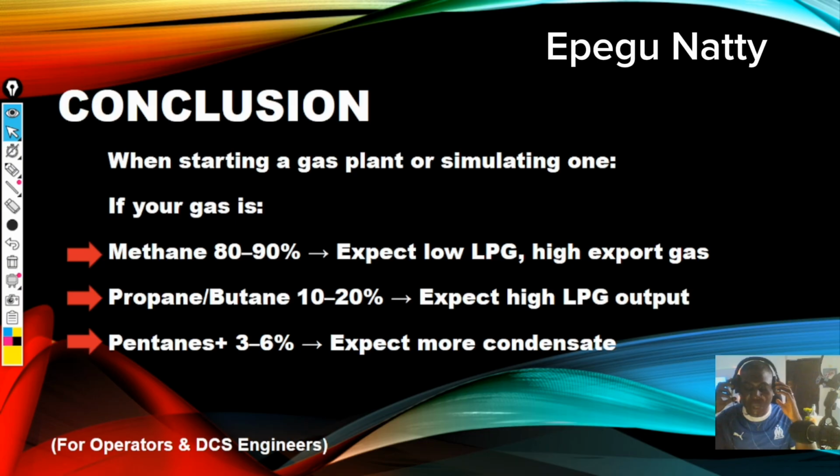Now, if you have this at the back of your mind as an operator, whenever you see the lab results of the composition of gas that you want to refine, it will click to your mind what is going to happen. And economically, you can advise the management that the gas we're getting has a high percentage of methane, so it's lean gas, and we are not expecting a lot of LPG. So this is going to help you in economics to be able to calculate your revenue at the end of the day.